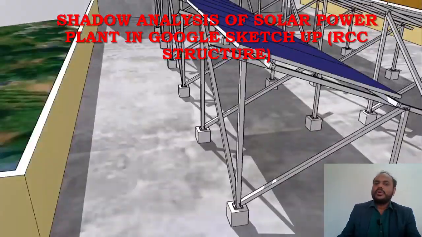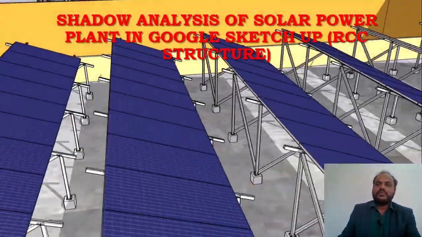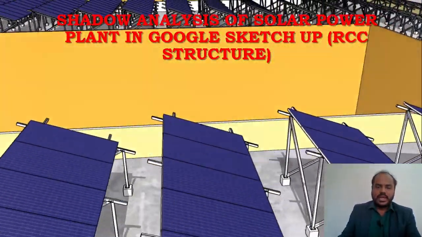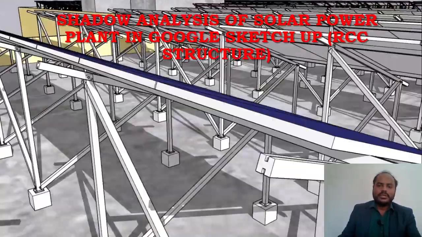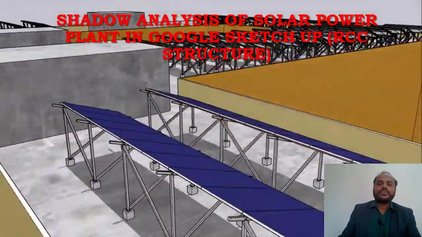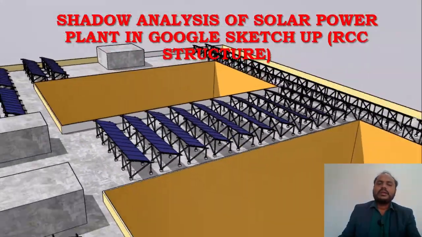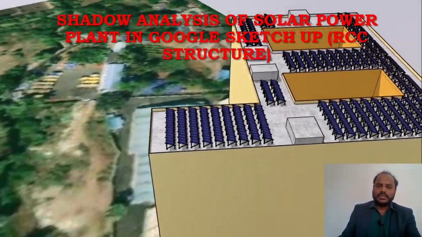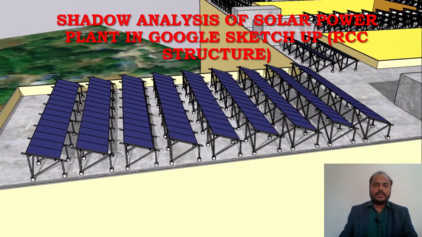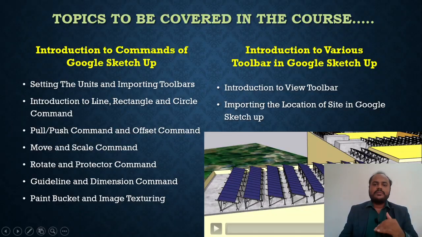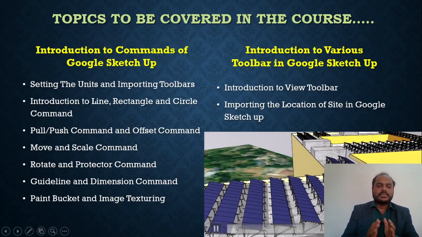So in this course, we're going to talk about the RCC structure, how we are able to construct the RCC structure according to the solar power plant which we are developing over here. Over that, we're going to mount the solar mounting structures, and over that, we're going to mount the solar panels. And we're going to talk about how we can do the shadow analysis for this particular solar power plant.